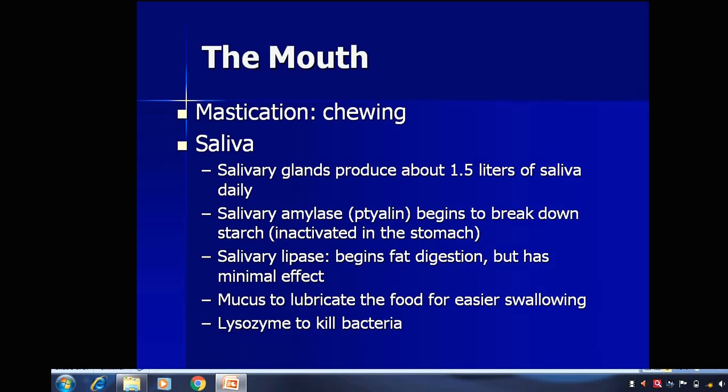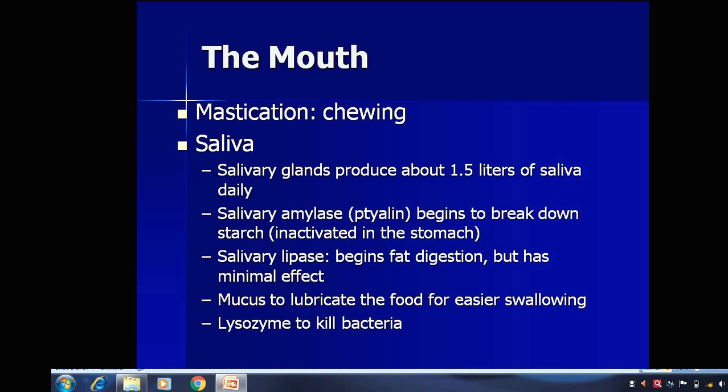When we start eating, the food enters our mouth and the first process is mastication. We first chew the food, which breaks it down into smaller particles, and simultaneously there is salivary secretion and mixing of the food with the saliva. This saliva contains different components. The most important are salivary amylase, salivary lipase, mucus and lysozyme.